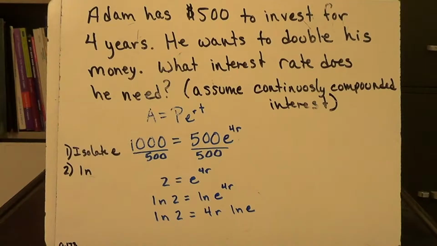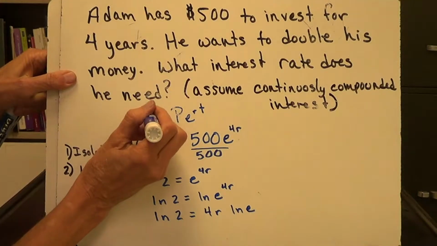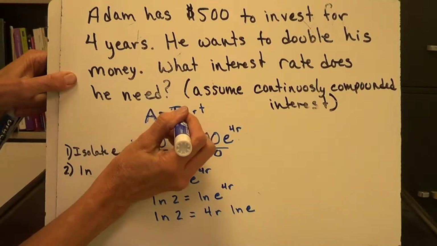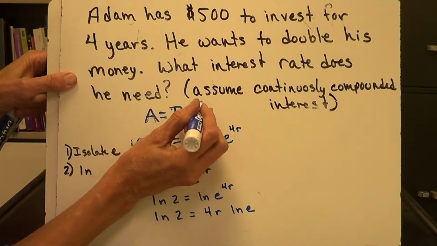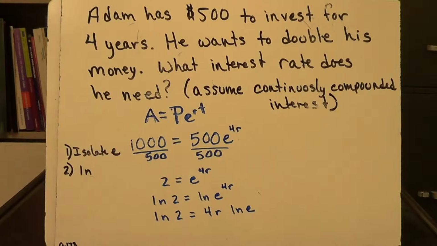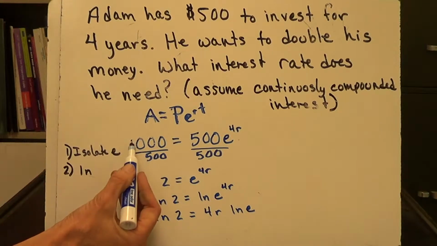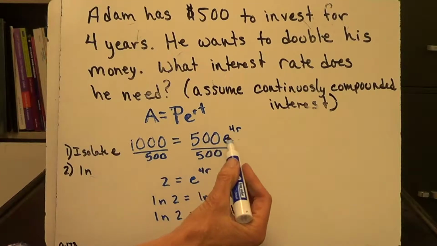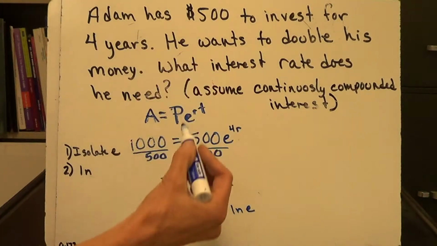Here's a real-world problem. Adam has $500 to invest for 4 years. He wants to double his money. What interest rate does he need? Assume that there's continuously compounded interest. So we're back with the Pert equation that we worked in the exponents unit, because we've got continuous interest. He's going to try to double his money, so we need $1,000. He starts with 500, e to the 4r, because it's 4 years.